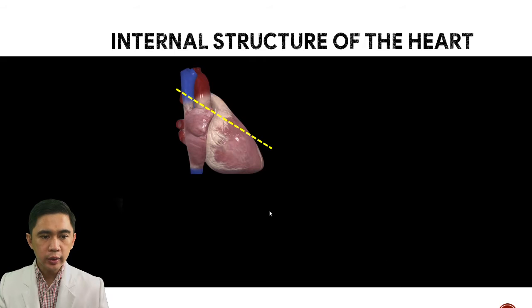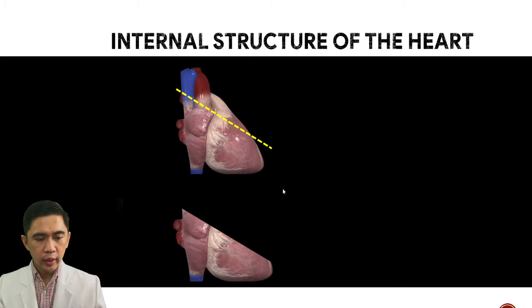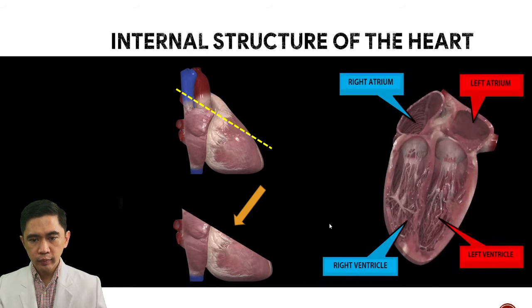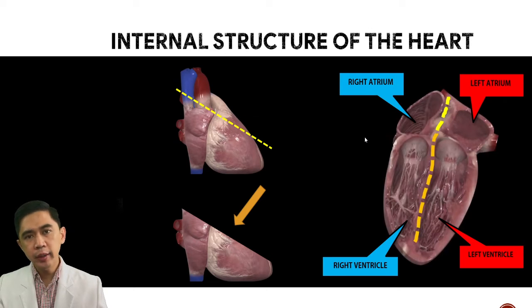If you have to cut the heart in this plane and take a look at the structures inside after removing this part, we will have this inside peek of the heart. These will be the chambers of the heart. This is the right atrium and this is the left atrium. This is the right ventricle and this is the left ventricle. The right atrium is separated from the left atrium by the atrial septum, and the right ventricle is separated from the left ventricle by the ventricular septum.